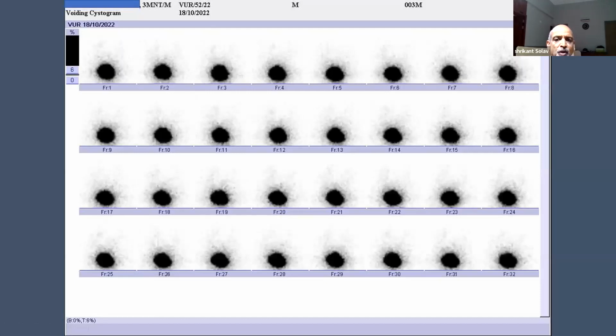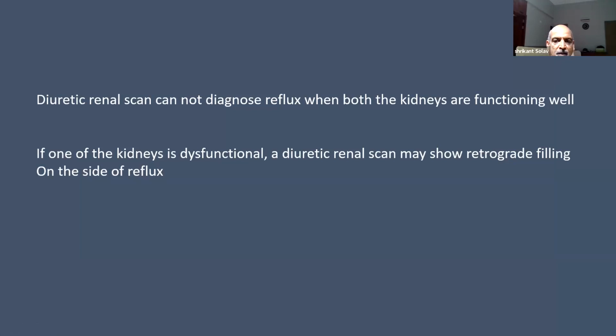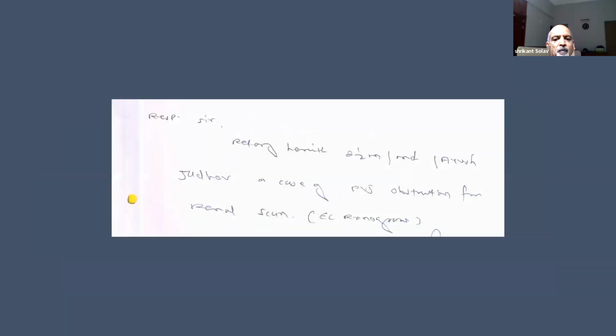Now, can you detect reflux during the dynamic scan? That's possible when both the kidneys are functioning well. It's not possible, or you may only guess based on the renogram pattern intermittently. The renal activity fluctuates. You can only guess about it. But if the kidney is dysfunctional, if the functional contribution is about 10%, 15% or less, then you may be lucky that the retrograde flow of tracer to the affected side may be seen on a renal scan.